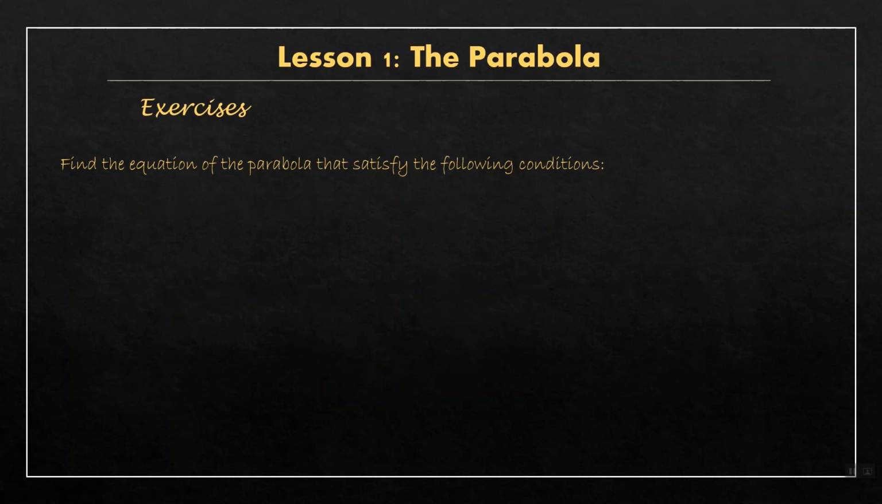Let's move on to the second question. Find the equation of the parabola that satisfies the following conditions. The vertex is at (0, 0), and the focus is at (-3, 0). This is also quite easy. Look at this. Here the vertex is (0, 0), so this is the vertex at (0, 0). And we have a focus at -3 from x, so here, at -3 from x and 0 from y.